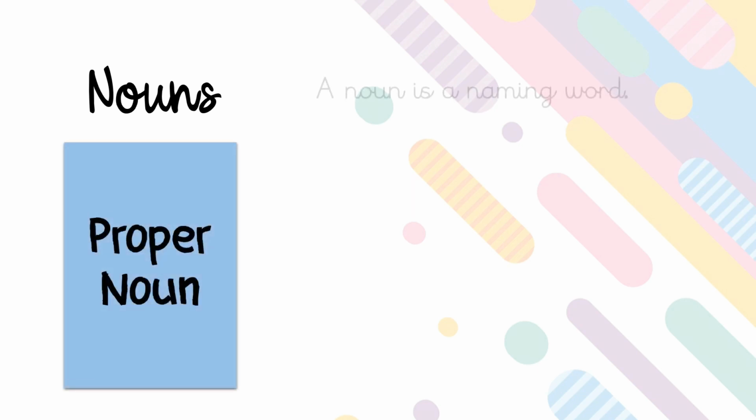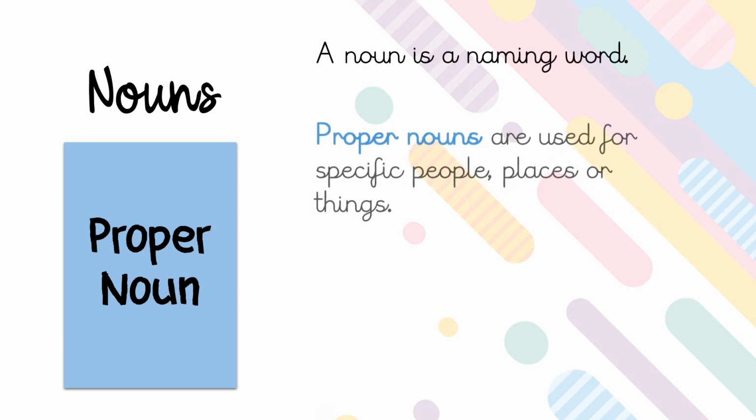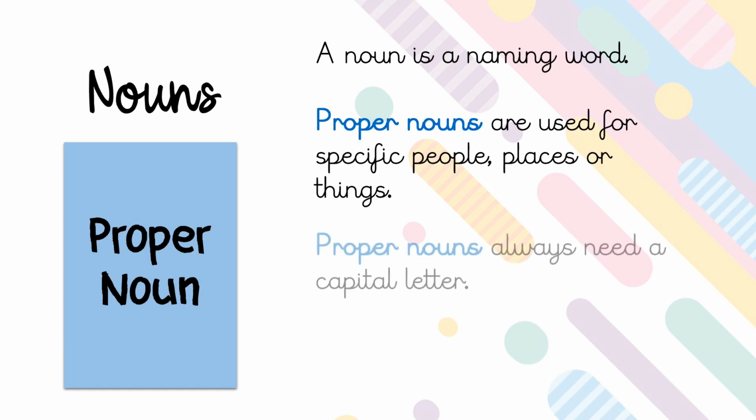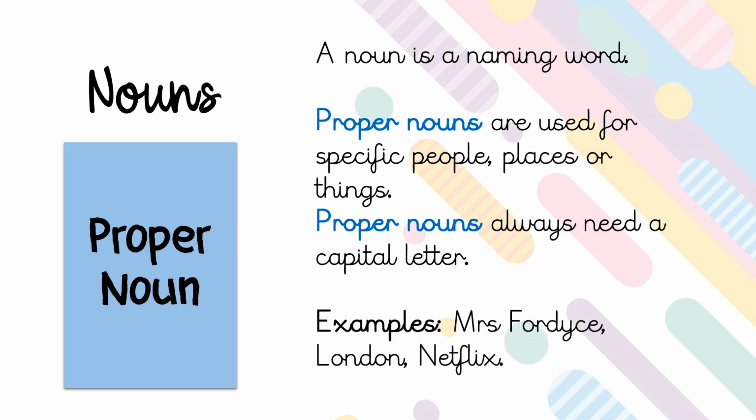The next type of noun that we have is what's called a proper noun, and it is used for specific things rather than general. They are used for the names of people, places or things, and they need to have a capital letter. So for example, Mrs. Fordyce, London, or any brand name such as Apple, Netflix, McDonald's, they all need capital letters and they are proper nouns.